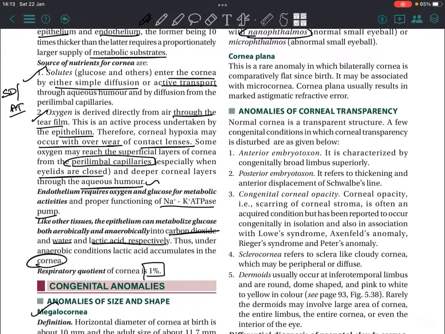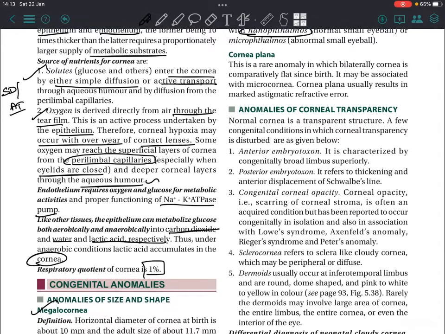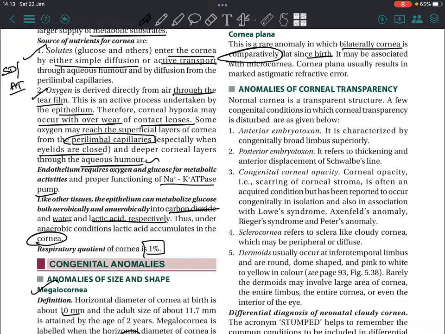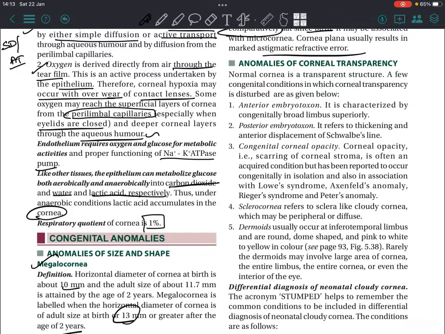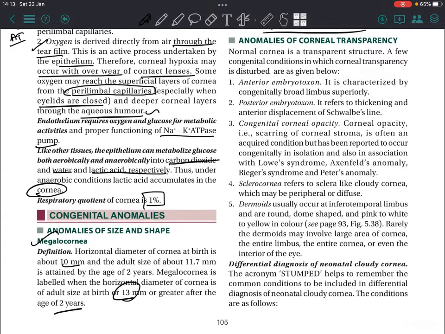Cornea plana. This is a rare anomaly in which the cornea is bilaterally comparatively flat since birth. Cornea plana usually results in marked astigmatic refractive error. Anomalies of corneal transparency. Anterior embryotoxon is characterized by a congenital broad limbus superiorly.